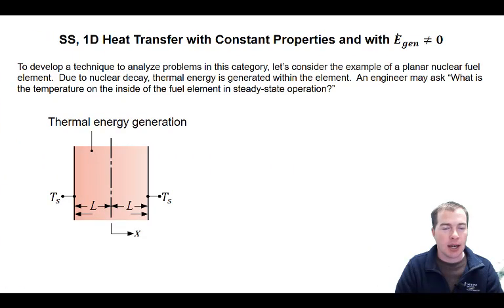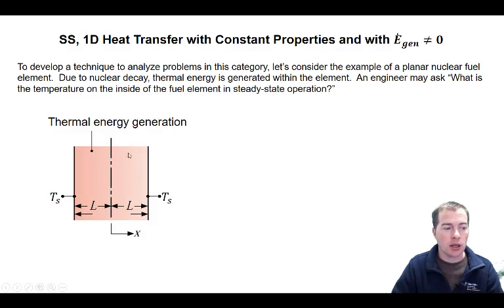To develop a technique to analyze problems in this category, let's consider the example of a planar nuclear fuel element. To be planar means that the system is Cartesian. It is like a plane wall. Due to nuclear decay, thermal energy is generated within the element. An engineer may ask the question, what is the temperature on the inside of the fuel element in steady-state operation? It would be important to keep the fuel element at a safe operating temperature. If it overheats, it could melt.